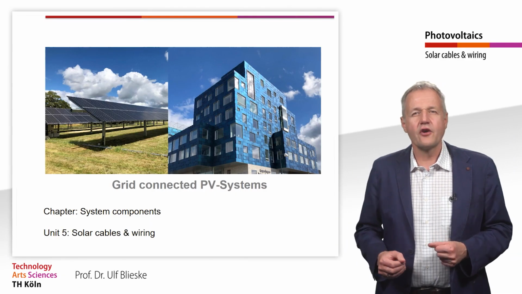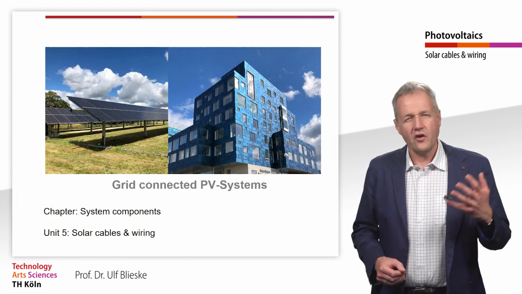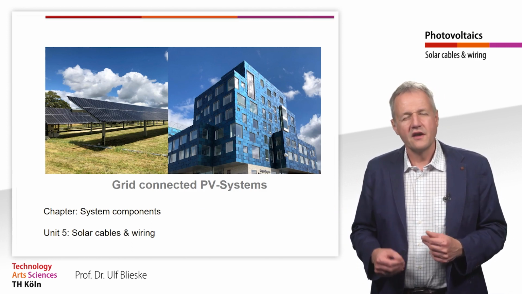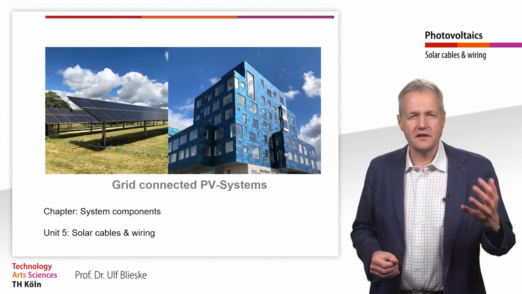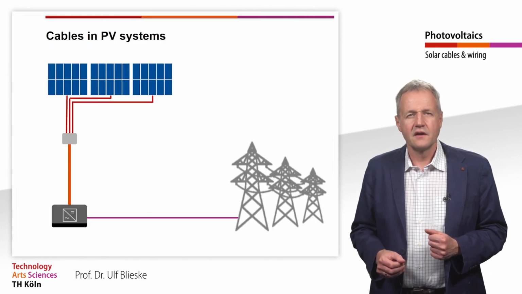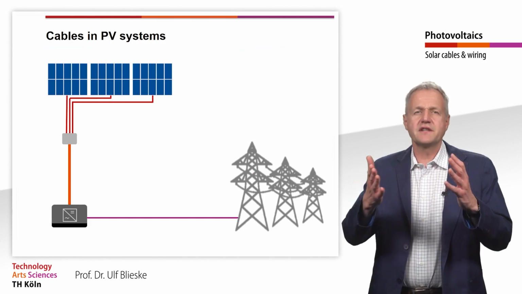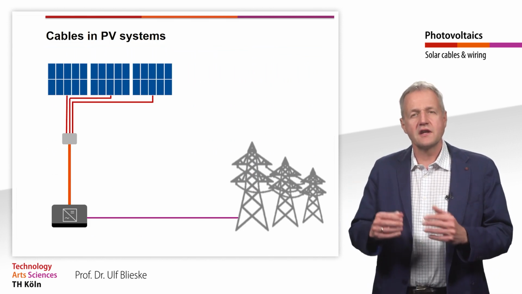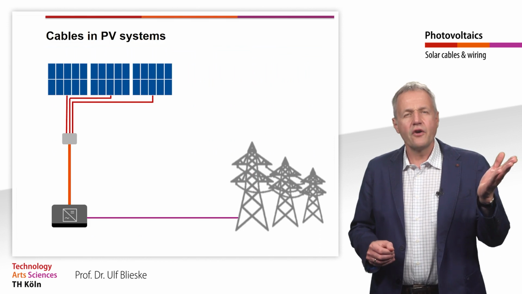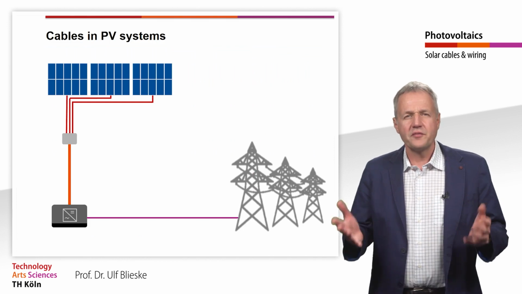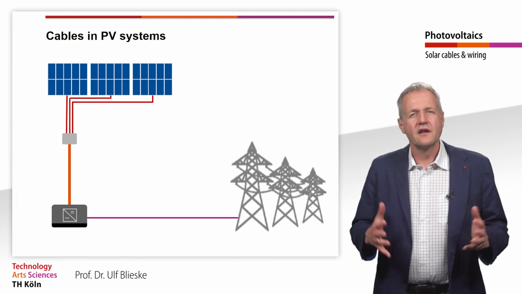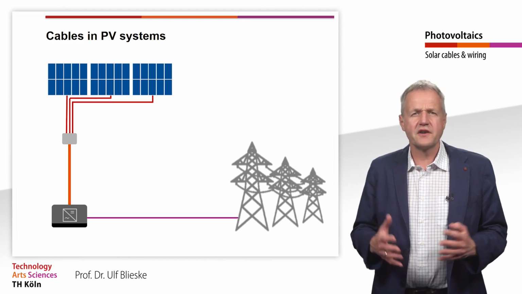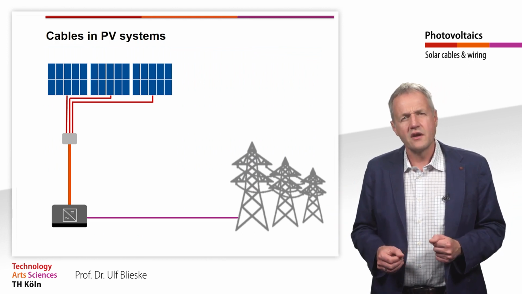Welcome to the next learning unit in the chapter on PV system components. In this learning unit, we will deal with the different cables in a PV system. The direct current generated by solar modules should, if possible, reach the inverter without losses and from there to the consumer or to the grid connection point. This is a function of the different cables in a PV system.